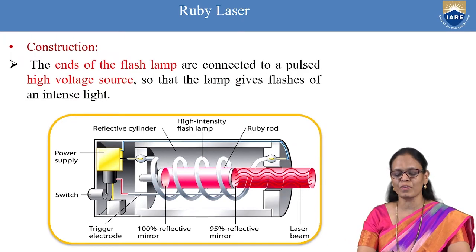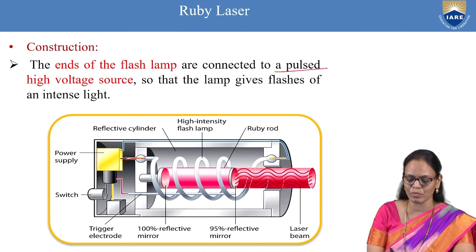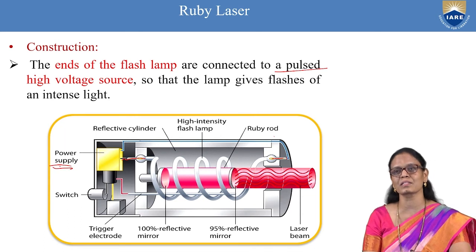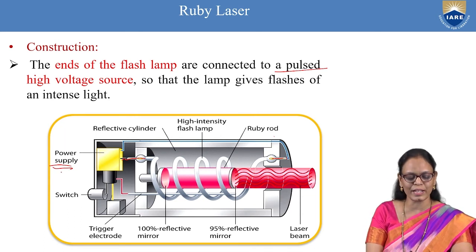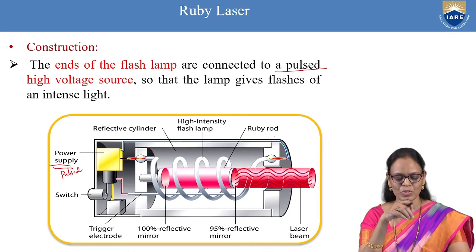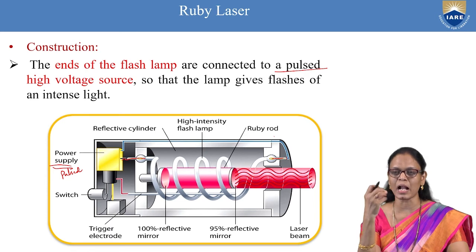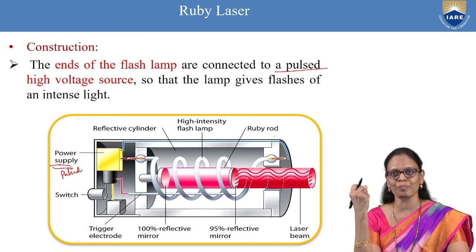Now the ends of the flash lamp are connected to a pulsed high voltage source. If you see here, this is one end, and this is the other end. So what are we connecting to this? A high voltage supply. And this high voltage is a pulsed one, which means you will get flashes of light. Once you switch it on, the energy will be supplied in flashes. Once it glows, energy is emitted and the ruby rod will absorb the energy.